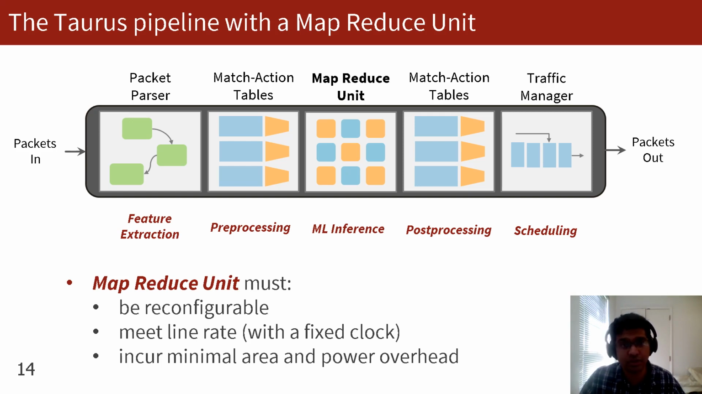So we had some requirements to build our MapReduce unit. You can't just drop an ML accelerator into the pipeline. The MapReduce unit has to be reconfigurable, so it can be programmed for different applications and tasks. It needs to meet line rate with a fixed clock, so it can keep up with other elements of the PISA pipeline. And the fixed clock here means that we can't use an FPGA. And finally, the hardware that we add in should incur minimal area and power overhead. As a final challenge, most accelerators are built for batched processing, but in a network scenario, we have to process packets as they enter the pipeline, which is a batch size of 1.